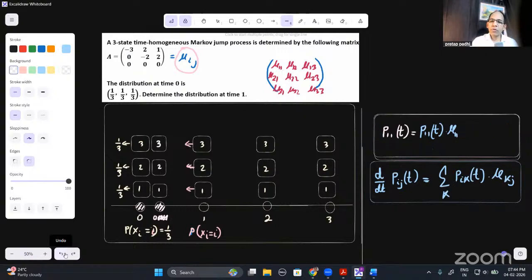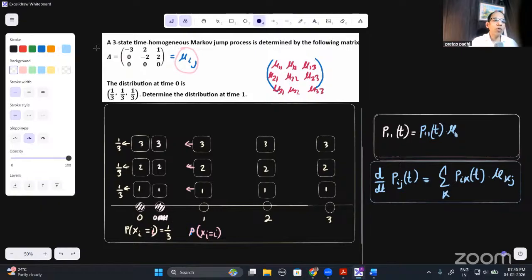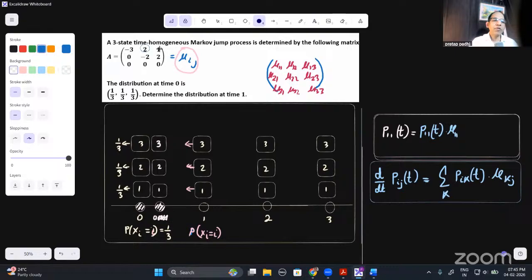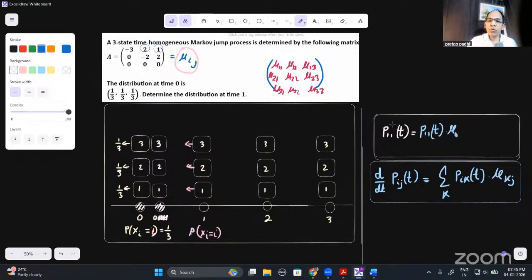Now you need to solve this one. Mu11 is given as -3. And remember, mu_ii is equal to minus the summation of mu_ij. So if you add these off-diagonal intensities, you get the main diagonal one, -3 here. 2 plus 1, that should be -3. There is a proof also. Now you need to solve this to find P11(t).